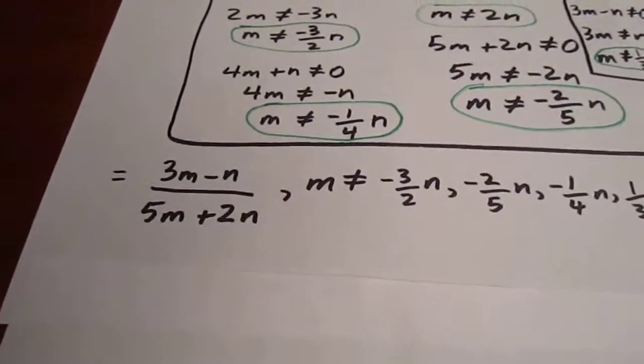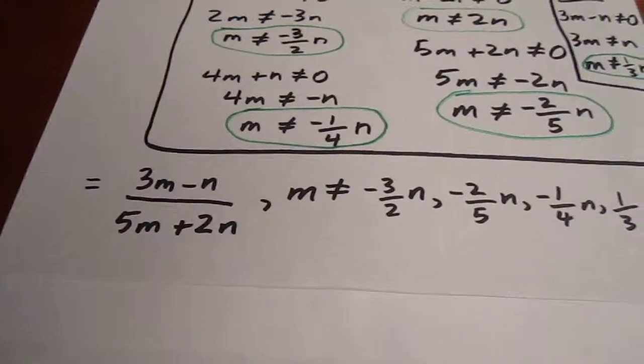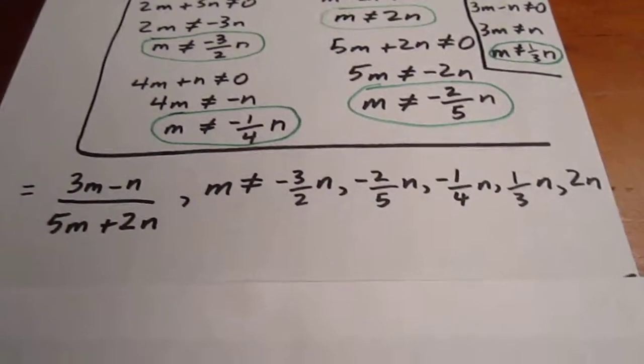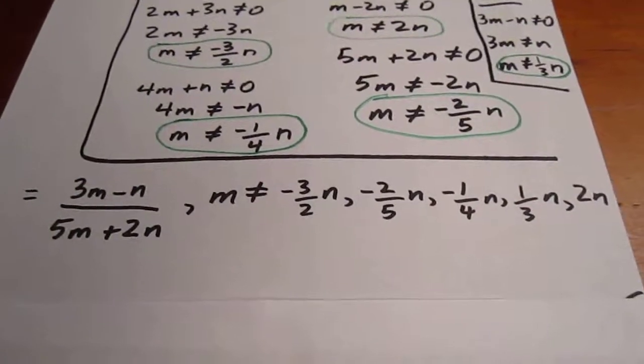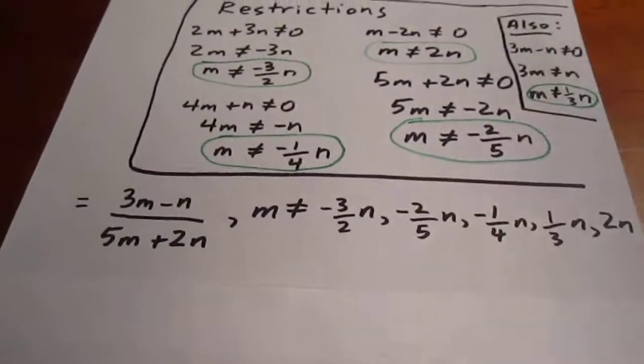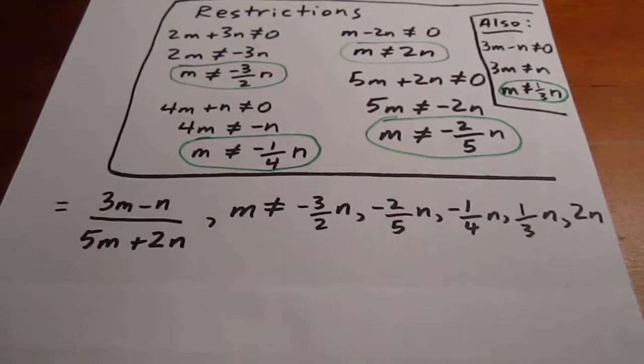3m minus n over 5m plus 2n, with the provisos, restrictions that m cannot equal negative 3/2 n, negative 2/5 n, negative 1/4 n, 1/3 n, or 2n.